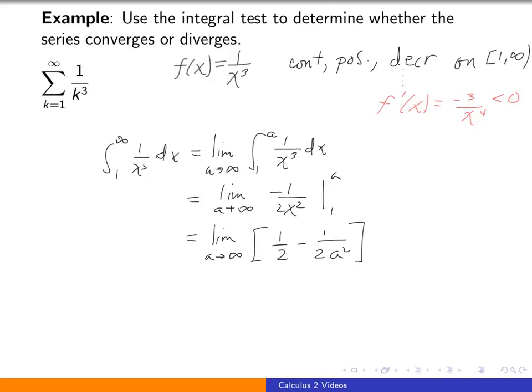And now when we take the limit as a approaches infinity, the second part goes to 0, and what we are left with is simply the number 1/2.